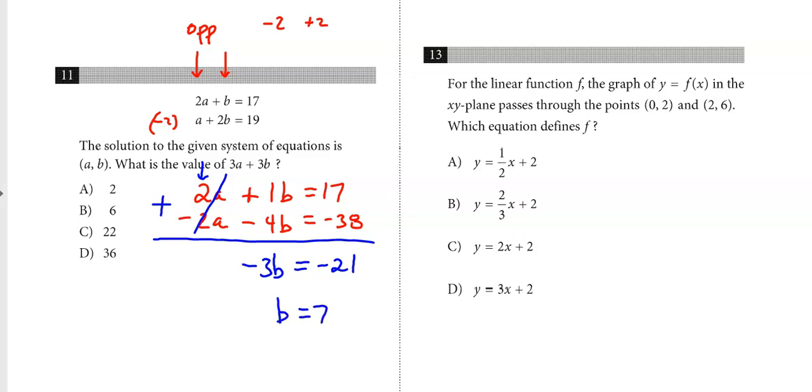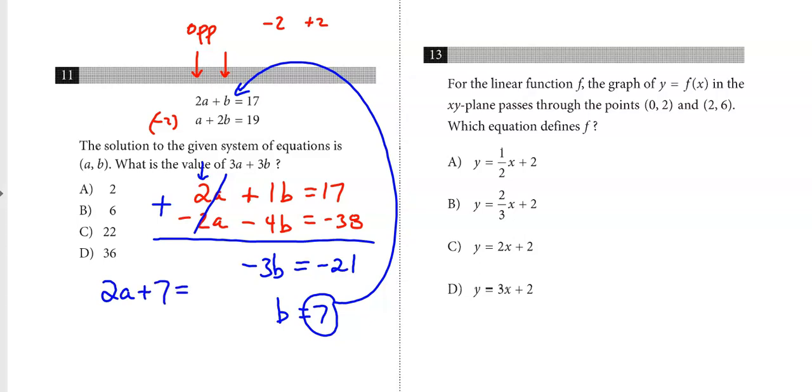All right, well, I need to get A though. So what I'm going to do is I'm going to substitute this 7 in to one of the 2 equations. I'll plop it in right there. And I'll get 2a plus 7 equals 17. Subtract 7 from both sides. Divide both sides by 2. So now I have my A and my B.